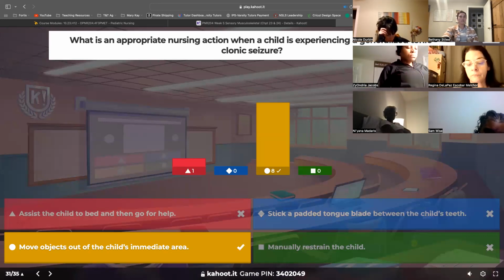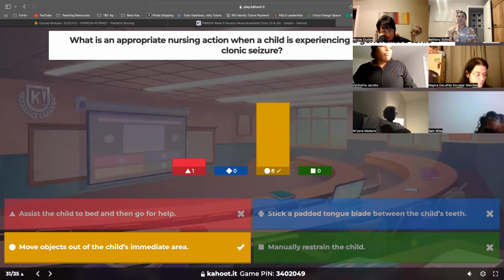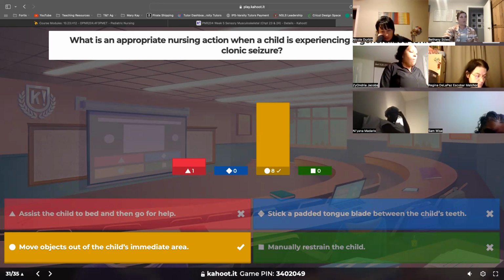So for tonic-clonic seizures, we want to make sure that we get everything out of the child's immediate area so that they can't injure themselves on anything. We never want to put anything in their mouth or manually restrain them. We can cause more injuries that way.